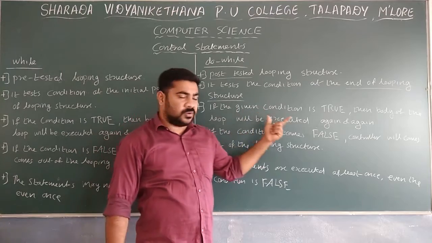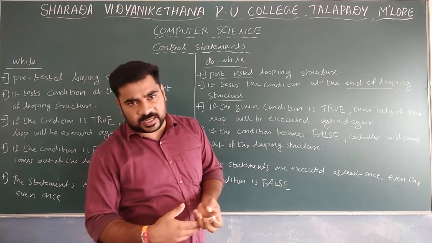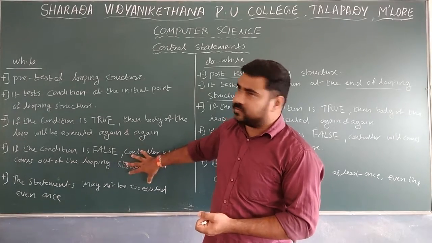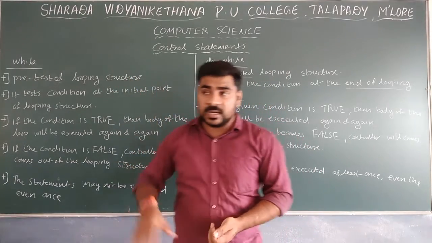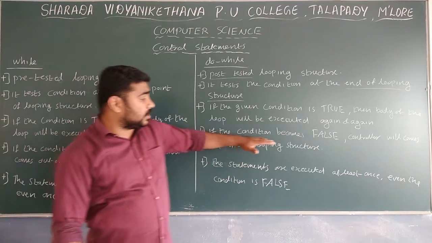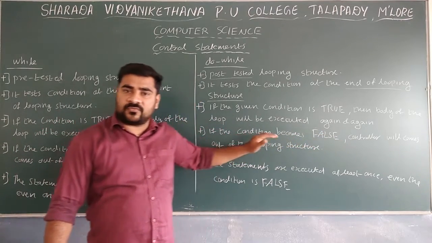If the condition is true, the body of the loop will be executed again and again. Next, if the condition is false, control moves out from the looping structure in case of while. That is also the same in case of do-while. When the condition becomes false, the controller will move out from the looping structure.